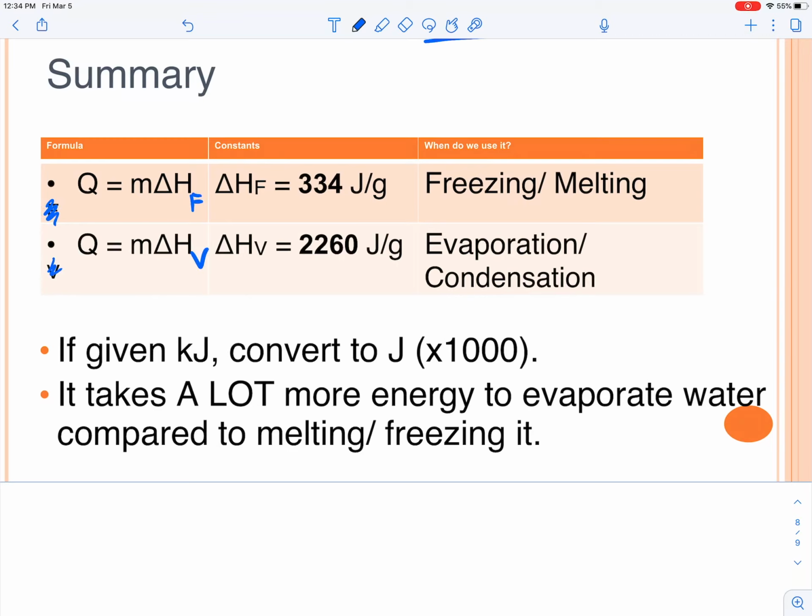All right, so in summary, we want to use delta HF if we're dealing with freezing and melting, and we want to use delta HV if we're dealing with evaporation or condensation. If you're given kilojoules, make sure you convert to joules by multiplying by 1,000, and know that it takes a lot more energy to evaporate water compared to melting or freezing it.